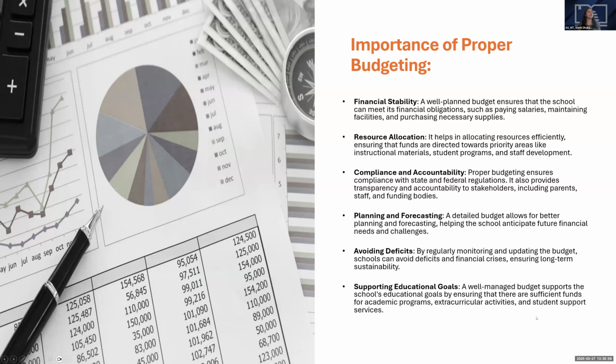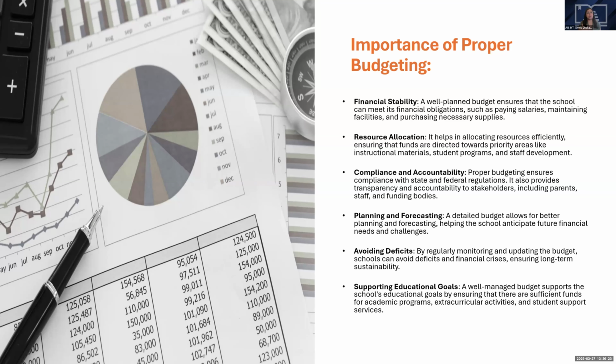Okay, and moving on to the next slide, talking about the importance of proper budgeting. Proper budgeting provides financial stability, because a well-managed, well-planned budget ensures that the school can meet its financial obligations, such as paying salaries, maintaining facilities, and purchasing necessary supplies. It helps with resource allocation.